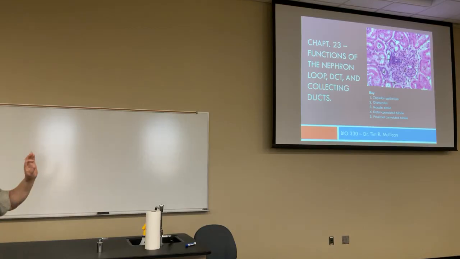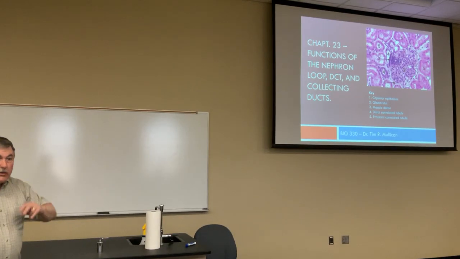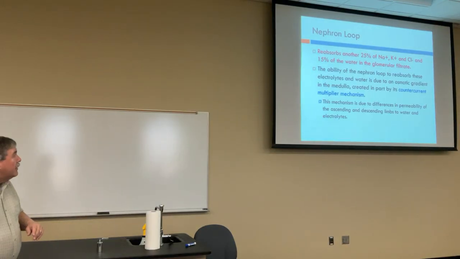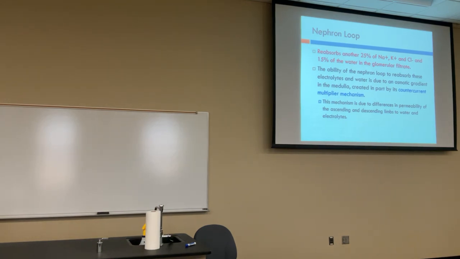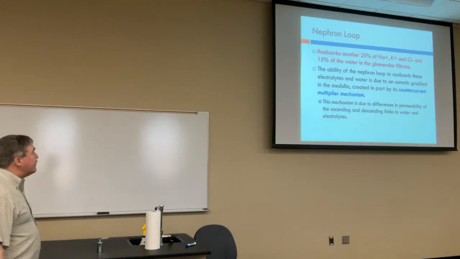And then, depending on whether a person is overhydrated or underhydrated, you may or may not get more reabsorption in the distal convoluted tubule and the collecting ducts. So we're going to look at that additional reabsorption that can take place in those two other parts of the nephron. The nephron loop reabsorbs another 25% of sodium, potassium, and chloride, and about 15 to 20% of the water in the glomerular filtrate, depending on the source that you get your information from.